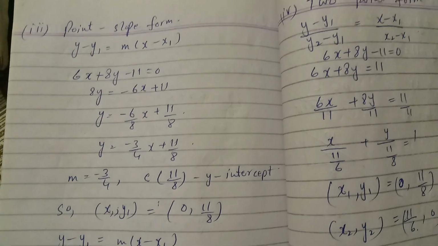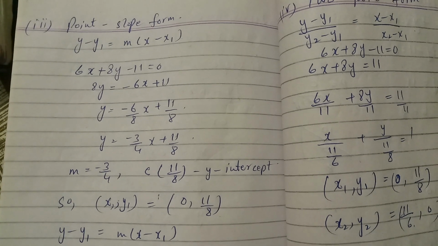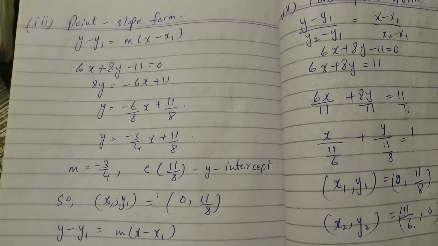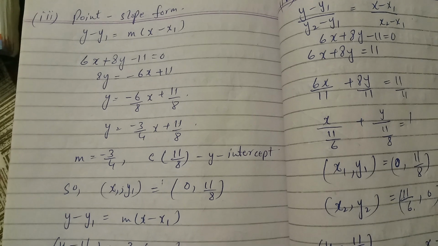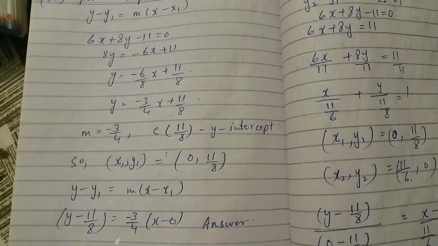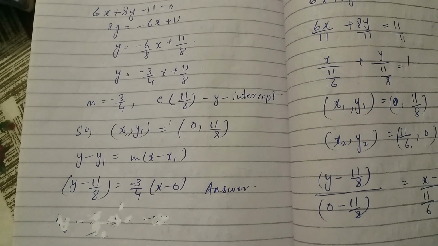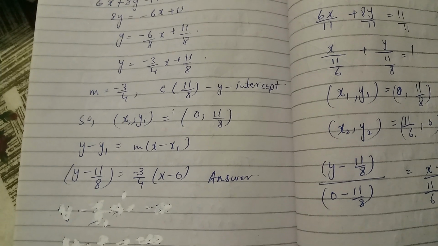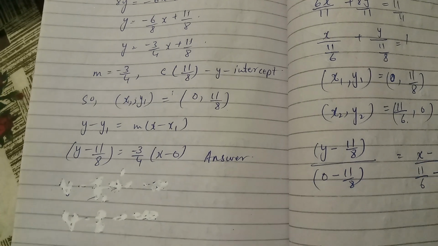Part 3, point slope form. Point slope form is y minus y1 equal to m times (x minus x1). The equation given is this one. We have calculated its slope, that is minus 3 by 4, and c is 11 over 8, that is the y-intercept. x1, y1 is the y-intercept, that will be y, and x will be 0. So by putting these values in the formula, we have got y minus 11 over 8 is equal to minus 3 by 4 times (x minus 0). It is the required form of the equation.